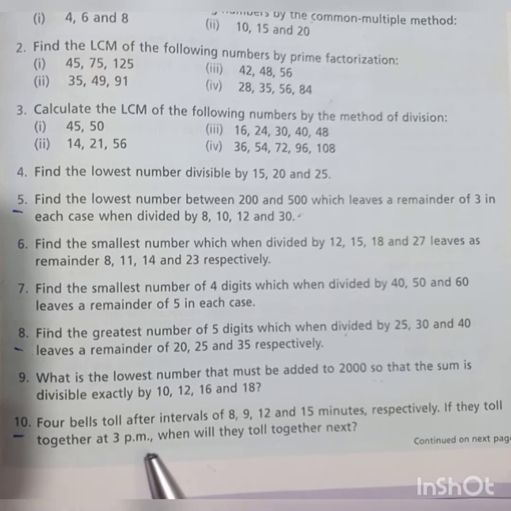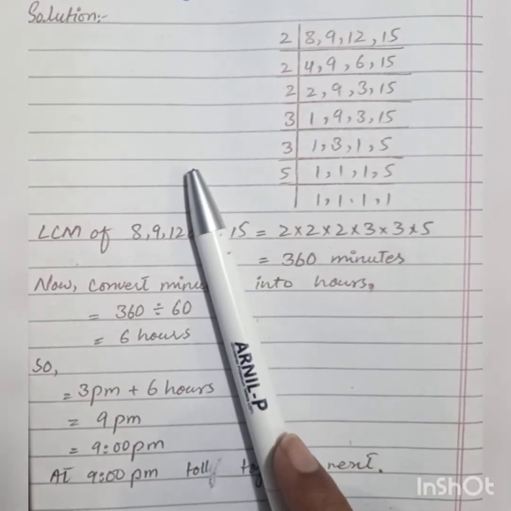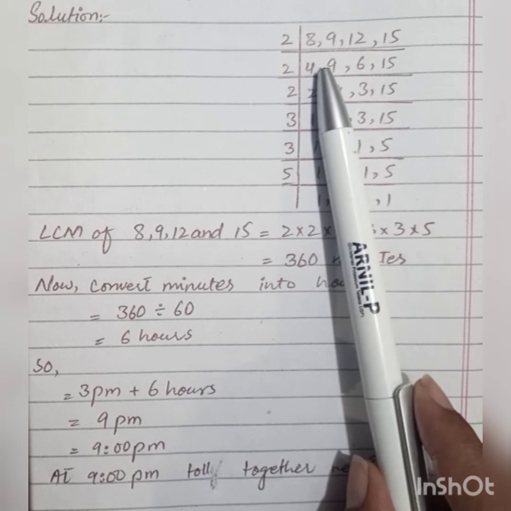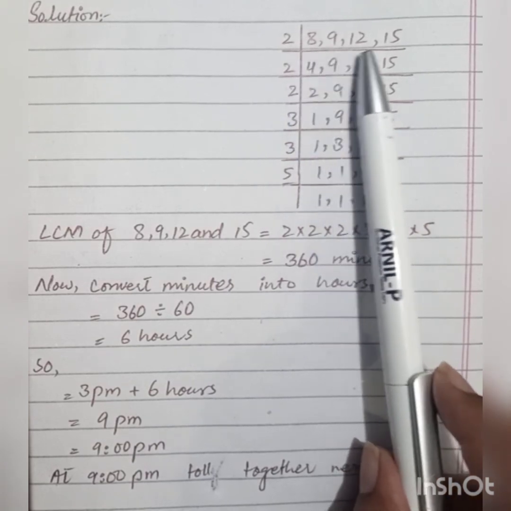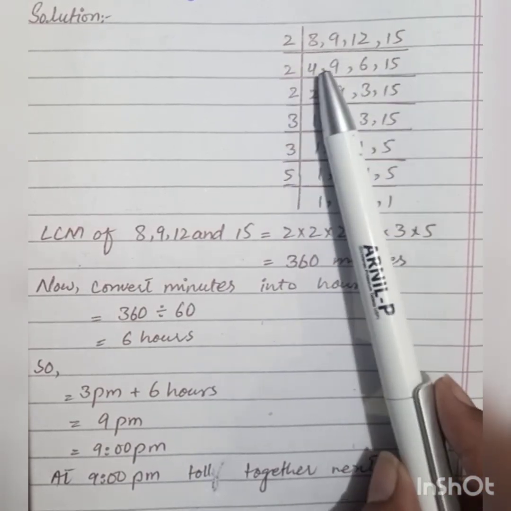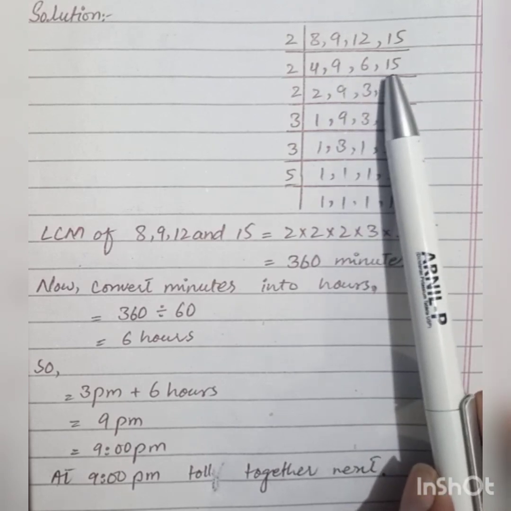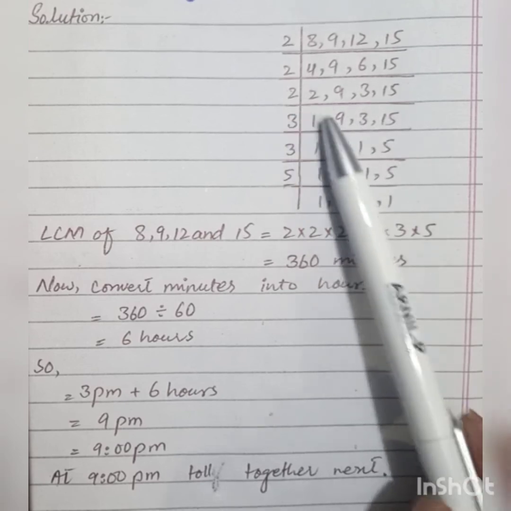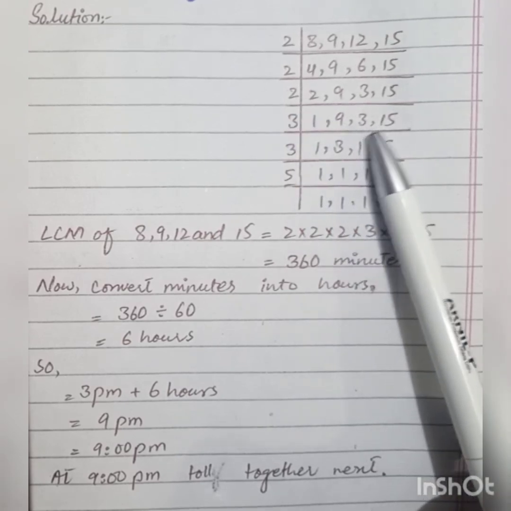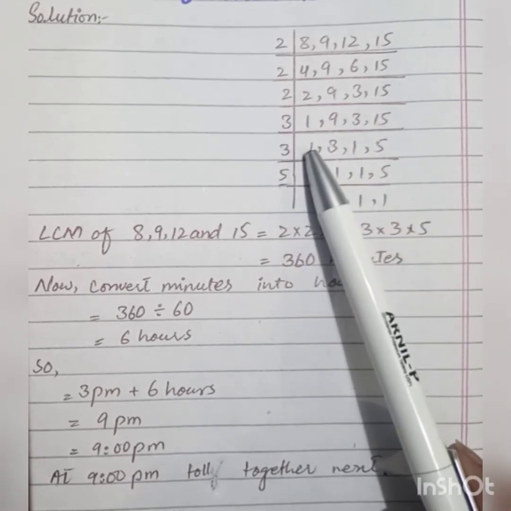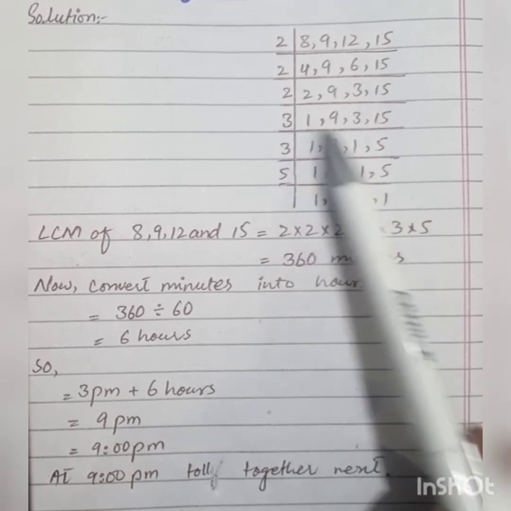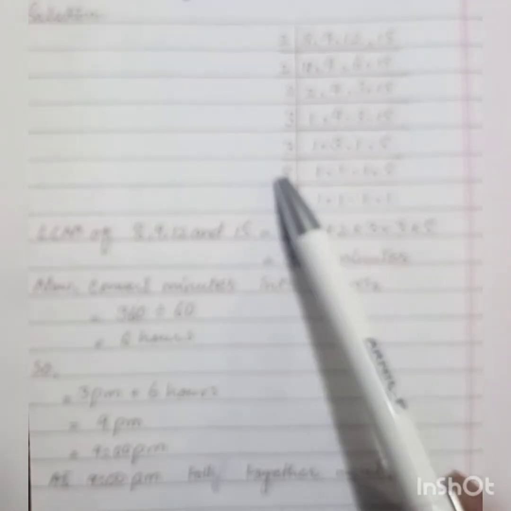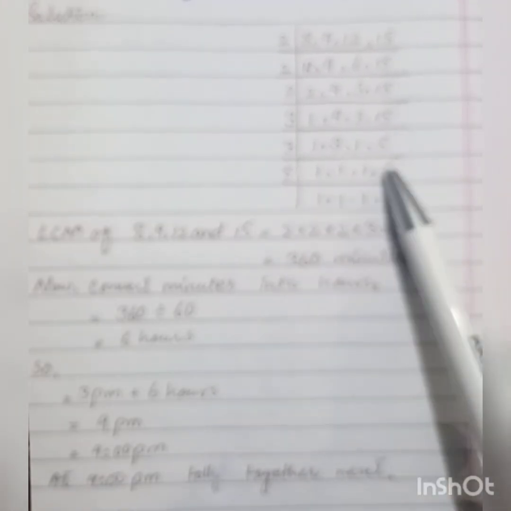Students, here is the solution. First of all, we will find the least common multiple of 8, 9, 12 and 15 minutes. Now 2 4s are 8, 9 as it is, 2 6s are 12, 15 as it is, 2 2s are 4, 9 as it is, 2 3s are 6 and 15 as it is, 2 1s are 2, 9 as it is, 3 as it is, 15 as it is. Now 1 as it is and 3 3s are 9, 3 1s are 3, 3 5s are 15. 1 as it is and 3 1s are 3, 1 as it is and 5 as it is. Now 1 1 1 as it is and 5 1s are 5.